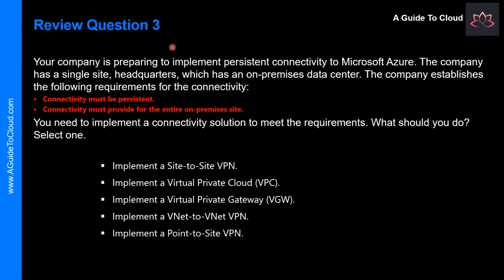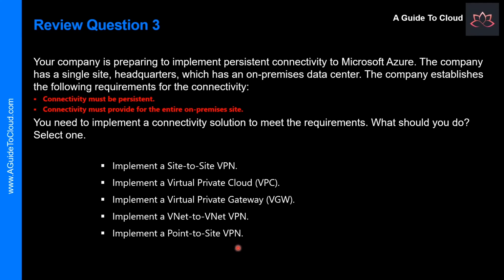Okay, let's look at the question number 3. Your company is preparing to implement persistent connectivity to Microsoft Azure, and your company has a single site headquarters which has an on-premises data center. The company establishes the following requirements for the connectivity. The connectivity must be persistent, and the connectivity must provide for the entire on-premises site. You need to implement a connectivity solution to meet the requirement. So what should you do? We just need to pick one answer to complete the solution.